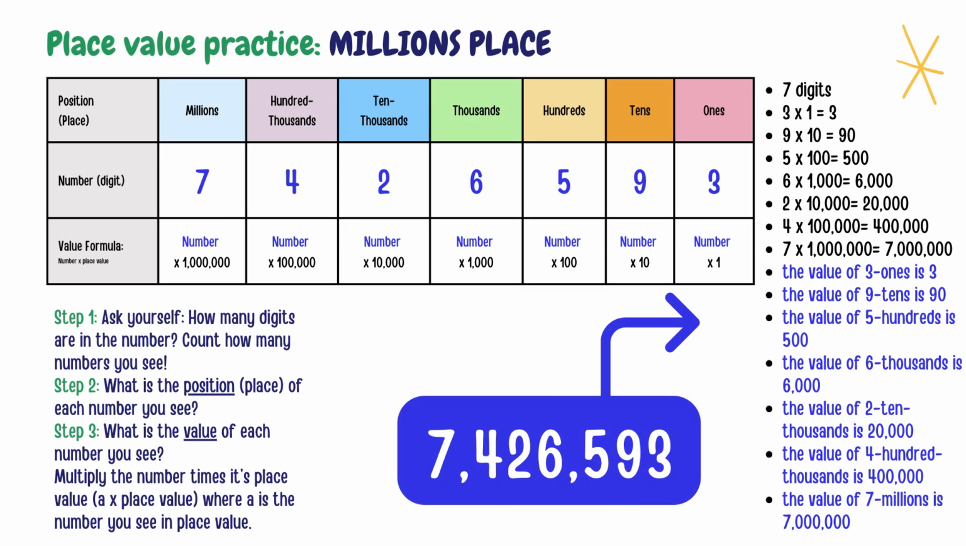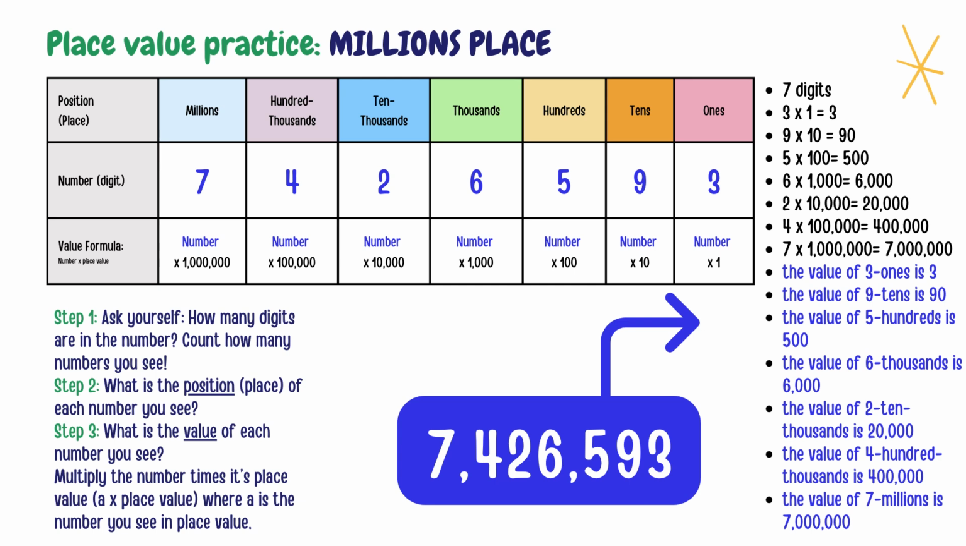We finally made it. So here we're going to utilize our steps once again. Step 1, ask yourselves how many digits are in the number. Here we have 1, 2, 3, 4, 5, 6, 7 digits. Step 2, what is the position or place of each number you see?